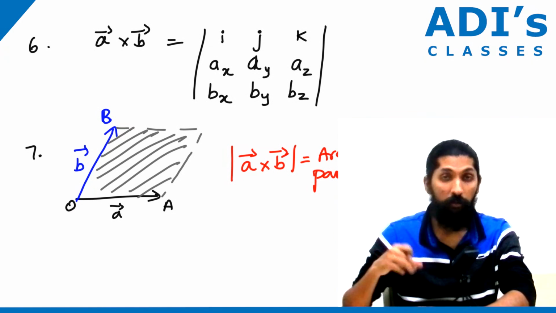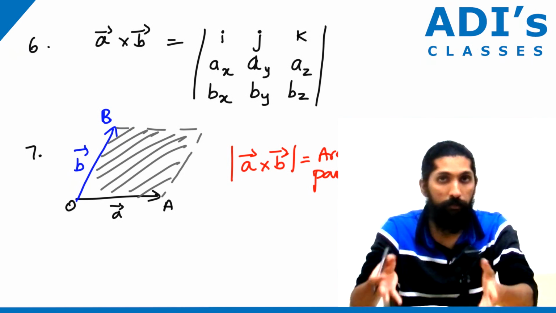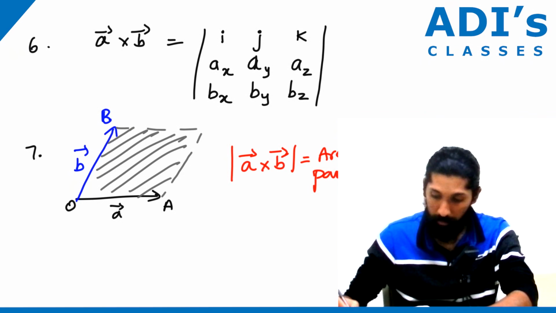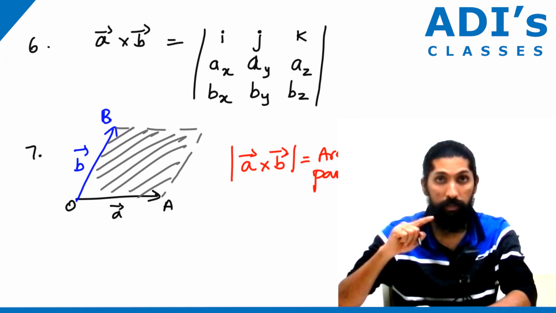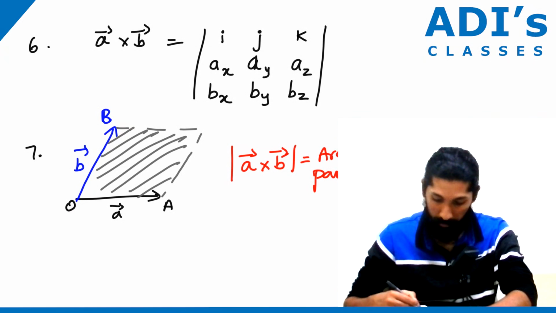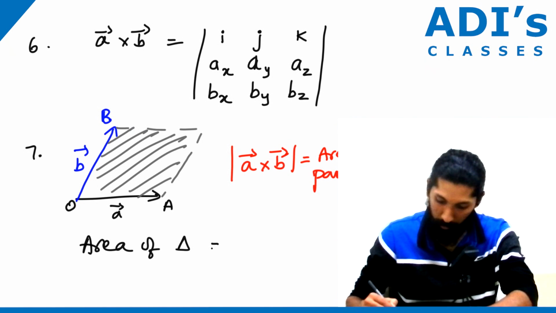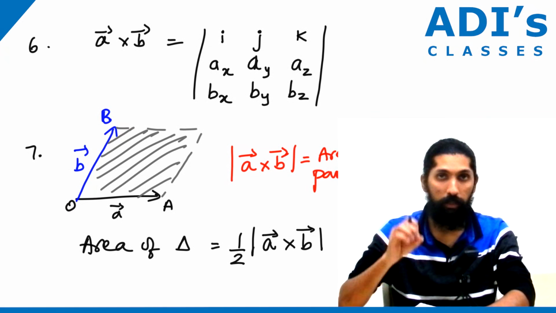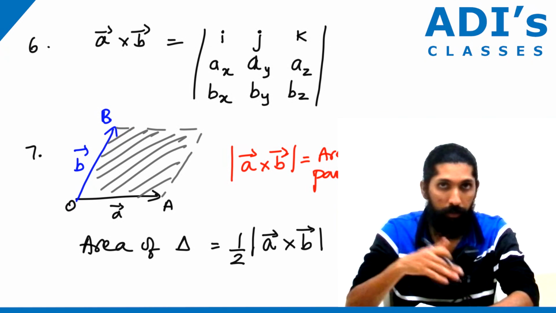Now, since we know the area of the parallelogram, we can also find the area of the triangle, correct? Area of triangle is what? Half of the area of the parallelogram. That means if you need the area of the triangle with vector A and vector B as the sides of the triangle, then the area can be calculated. So, area of triangle is equal to half of mod of vector A cross vector B. This gives us the area of the triangle. Area of parallelogram we know, half of that gives us the area of the triangle.